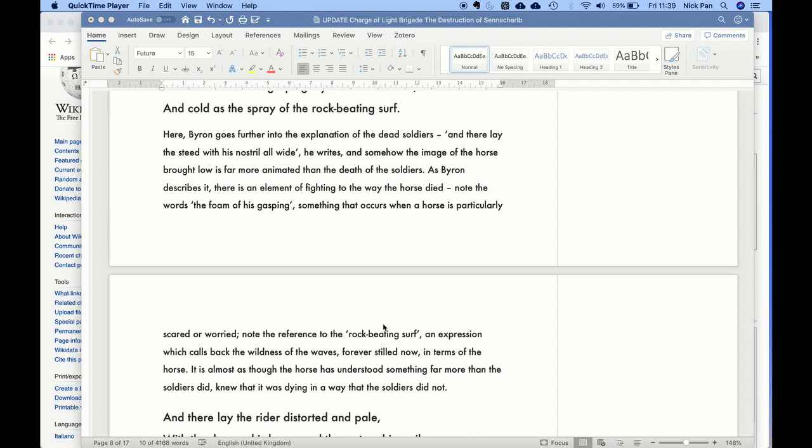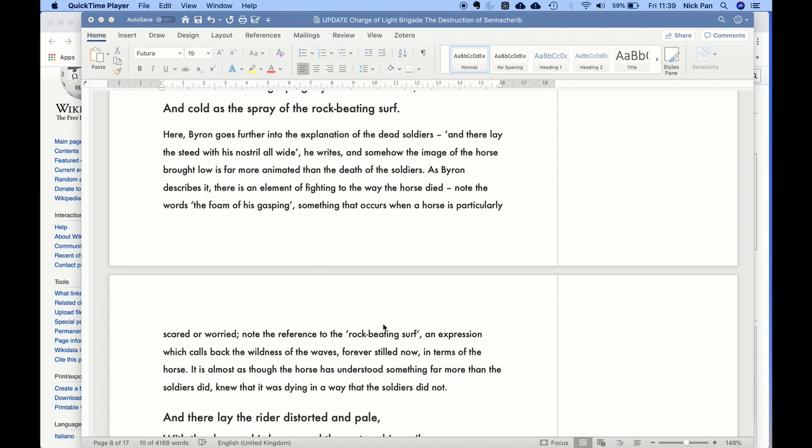And there lay the steed with his nostrils all wide, he writes, and somehow the image of the horse brought low is far more animated than the death of the soldiers. The nostrils all wide suggests the horse is gasping, struggling to get air. So as Byron described it, there's an element of fighting to the way the horse died. Note the words "the foam of his gasping," something that occurs when the horse is particularly scared or worried. So there's a struggle to breathe.